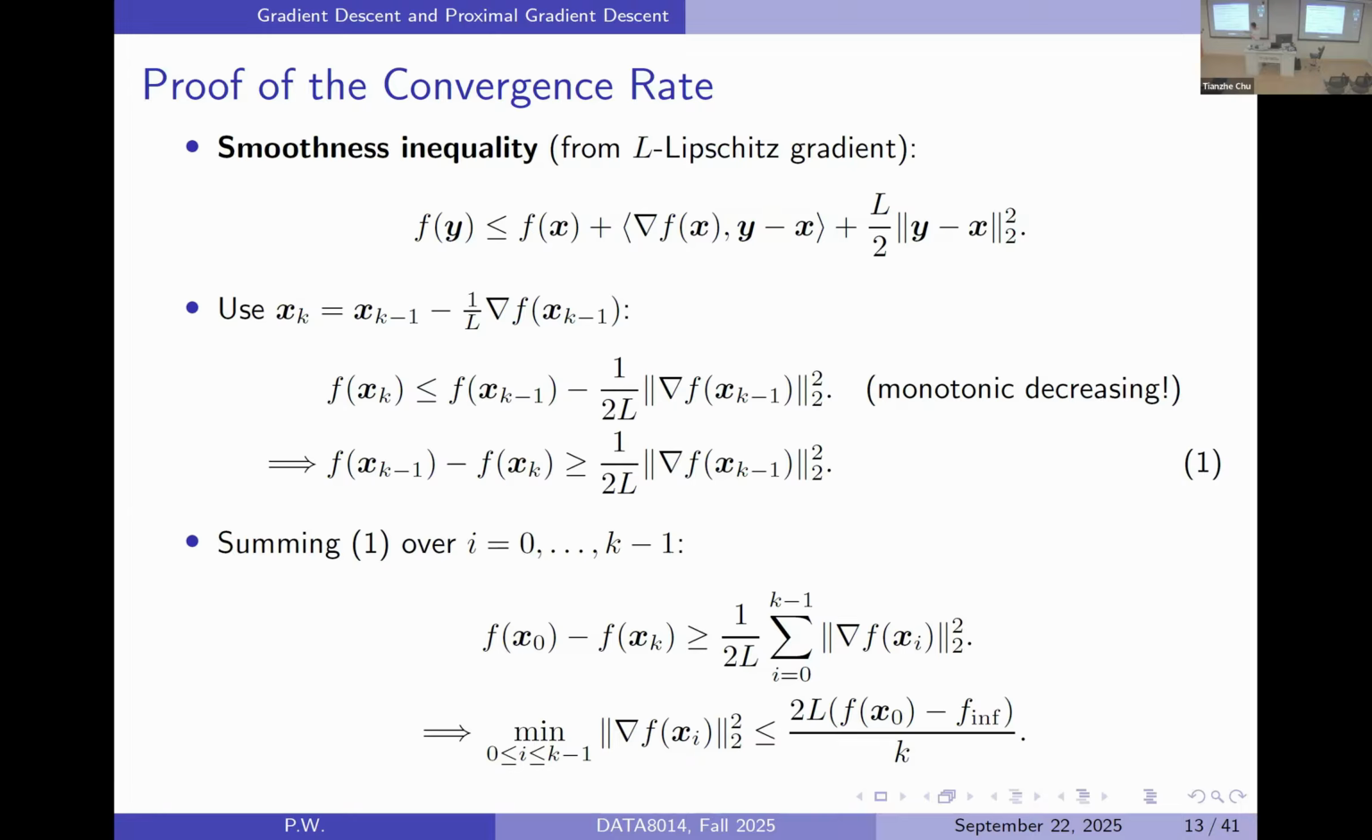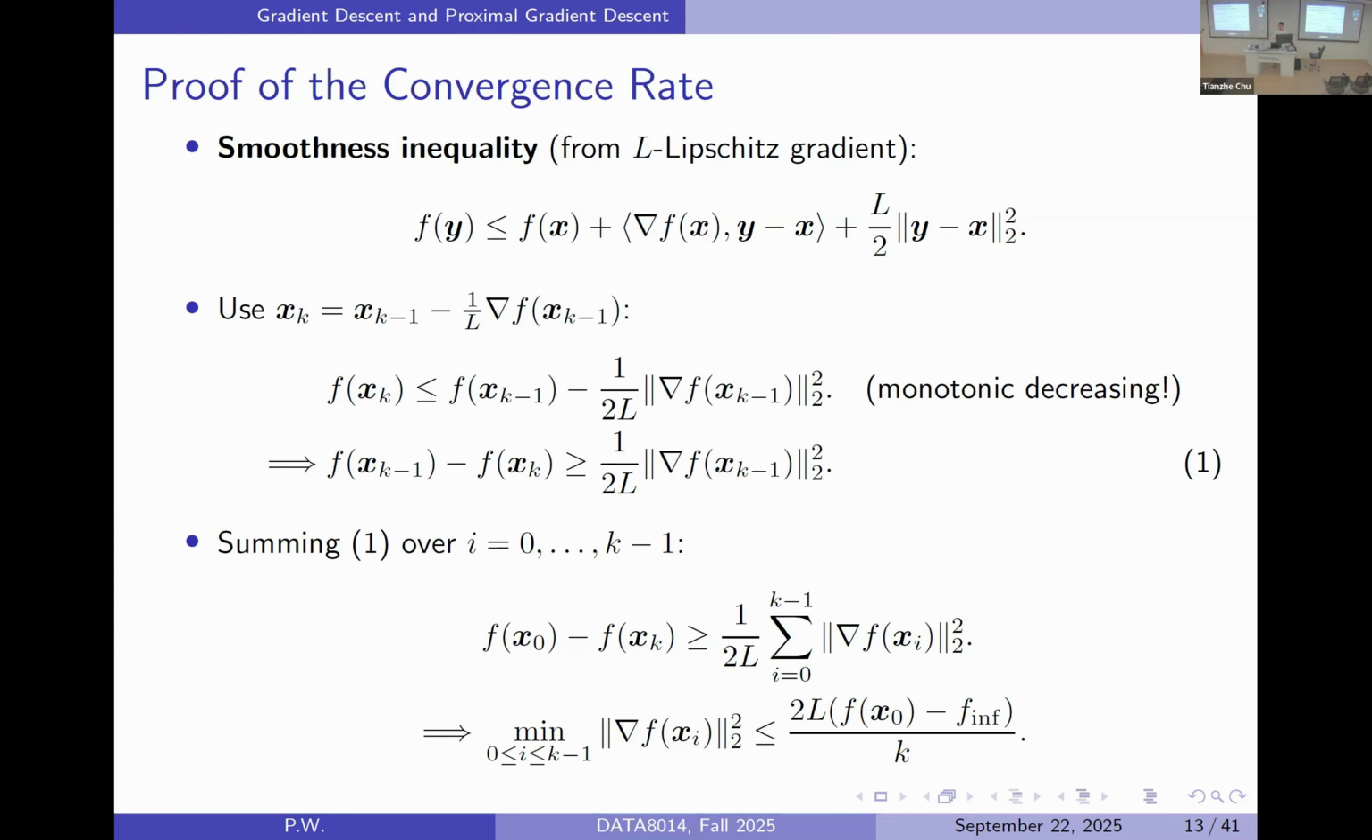Then we can get that the minimum of the gradient norm over the iterates must be smaller than 2L over k times this difference. Then f(x_0) minus f_inf is a constant, and L is also a constant. So we get a rate like this, of order 1 over k for the squared gradient norm.